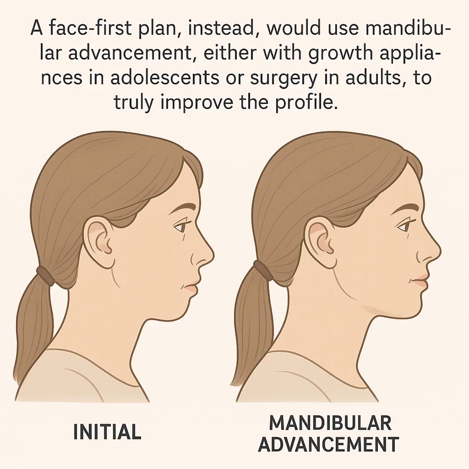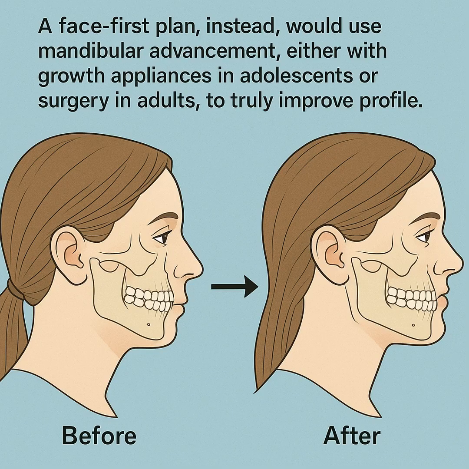One option is to camouflage with extractions and retract the incisors. Occlusion may look fine on paper, but the face will become flatter and more retrusive. Aesthetically poor. A face-first plan, instead, would use mandibular advancement, either with growth appliances in adolescents or surgery in adults, to truly improve the profile.